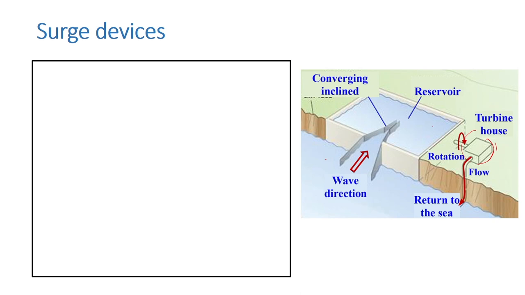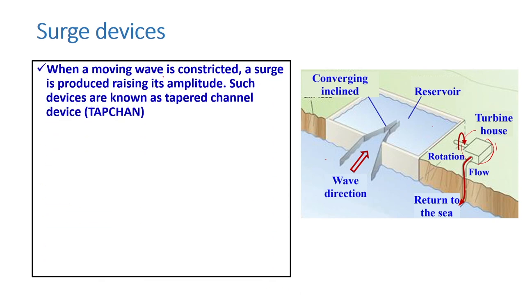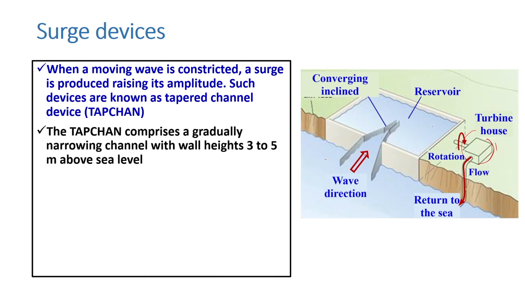When a moving wave is constricted, a surge is produced, raising its amplitude. Such devices are known as tapered channel devices or TAPCHAN. The TAPCHAN comprises a gradually narrowing channel. This is the gradually narrowing channel with a wall height of 3 to 5 meters above mean sea level.